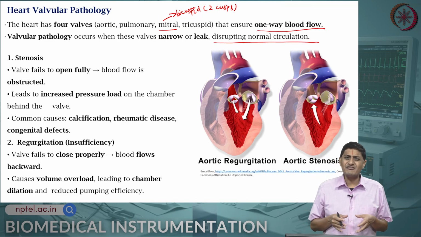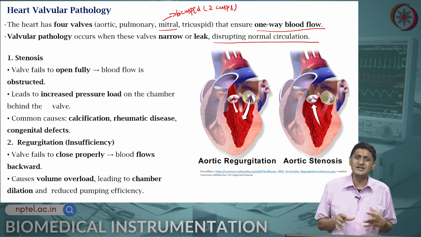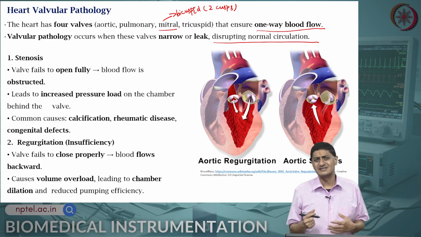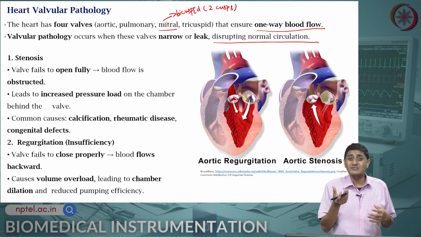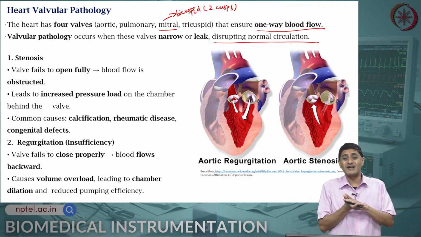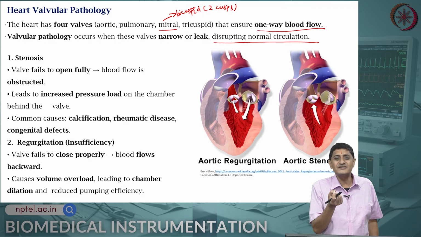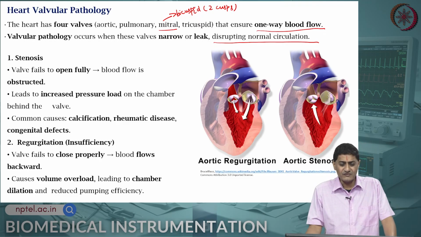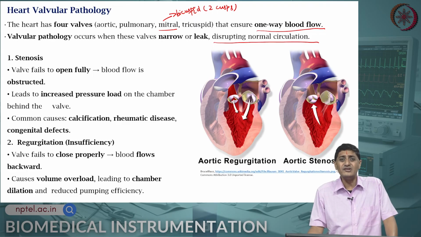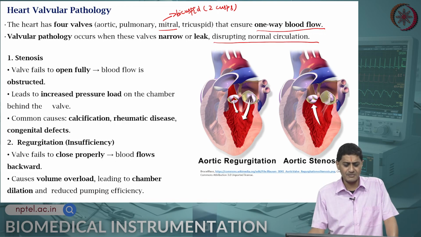So, the AV valve opens, but it does not open fully, leading to a situation in which blood flow is not as much as it should be. Blood flow is obstructed. Some amount of blood is not flowing because this is a timed sequence. After some time, the pressure will continue to increase and then the valve will close, but there will be insufficiency. It will not actually lead to a situation in which blood will be fully filled in the ventricle. So, this leads to increased pressure load on the chamber that is behind the valve, right.